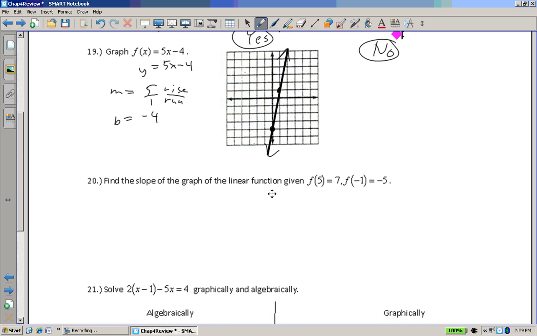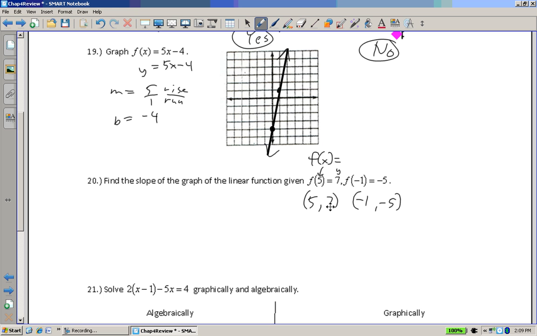Find the slope of the graph of the linear function given f of 5 equals 7 and f of -1 equals -5. Well, the good thing about this is that we know that f of x is our normal notation. That means that 5 is the x, and this is actually the y. So this is really just 2 points.